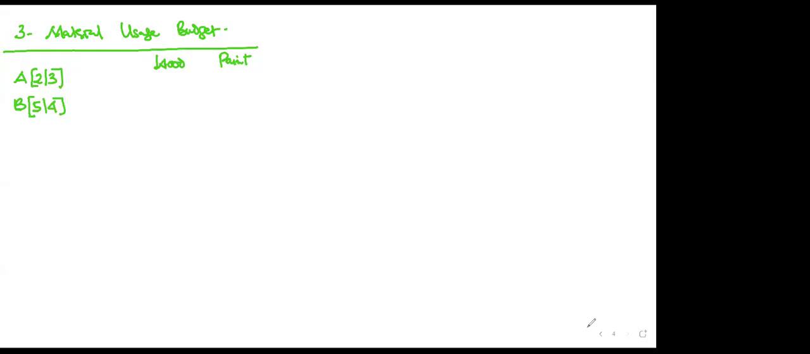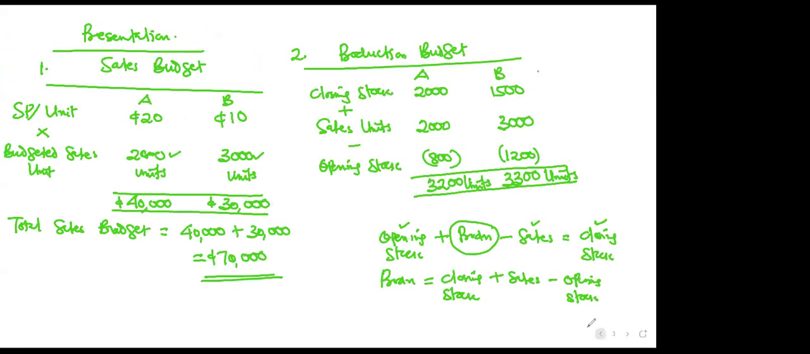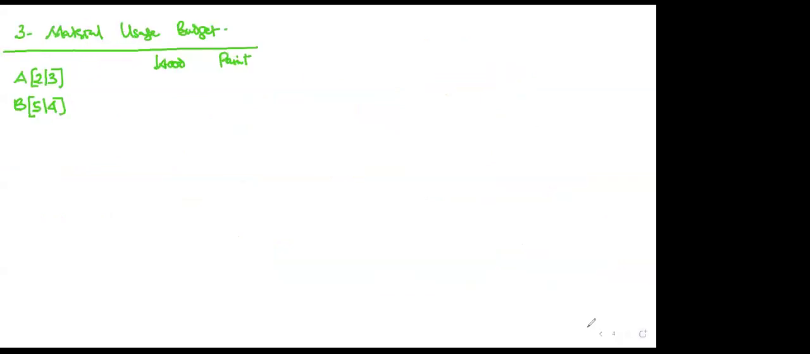Then you look at your production budget. How many A's are we producing? The A, how many A's are we producing? 3,200. Very good. 3,200. So it means that this ratio is to produce 1 unit of A, but because we are producing 3,200, you multiply by 3,200. And then for B, we are producing 3,300. You multiply by 3,300. In order not to waste time.